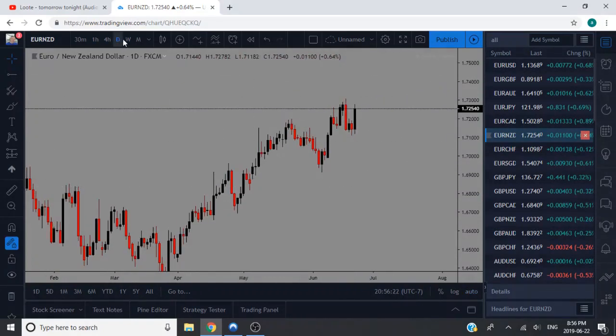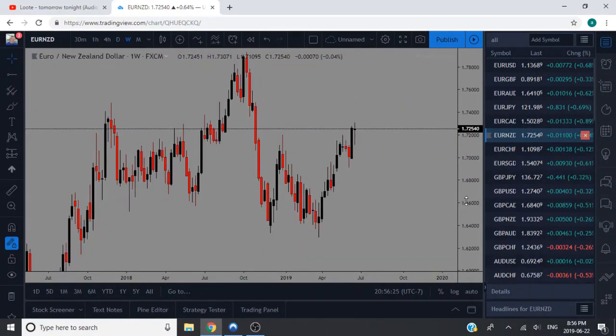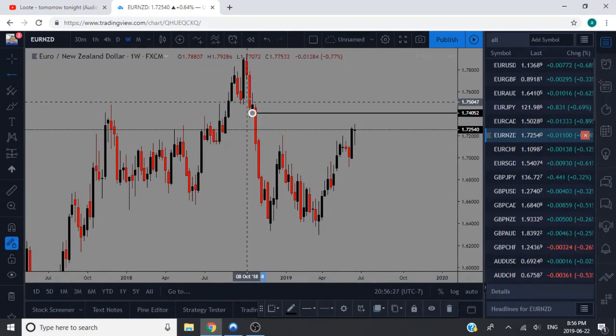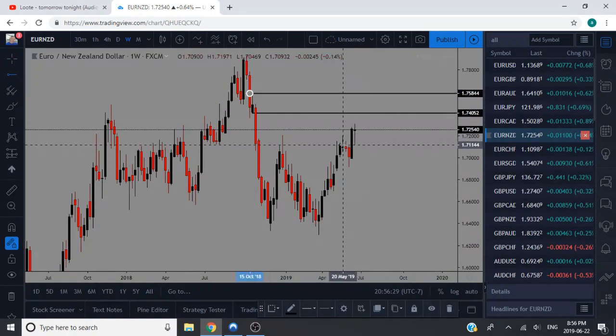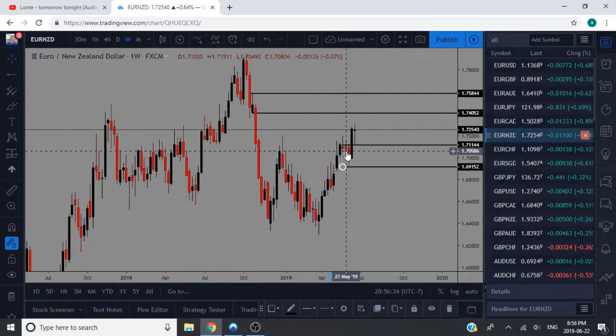All right, what's this? Euro New Zealand. Let's go to the weekly chart. Euro New Zealand. I like this supply up here. People know I've been bullish on it over the past 2 weeks. Got a nice little demand zone right here, supply up here.